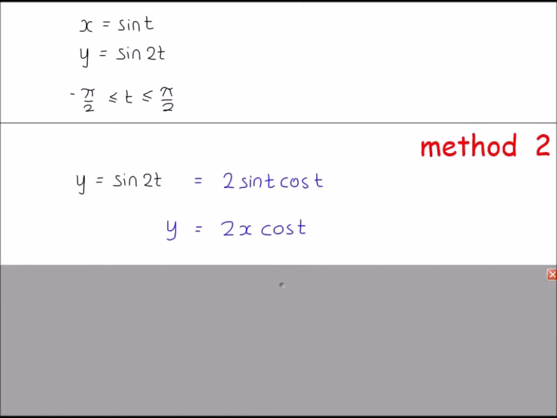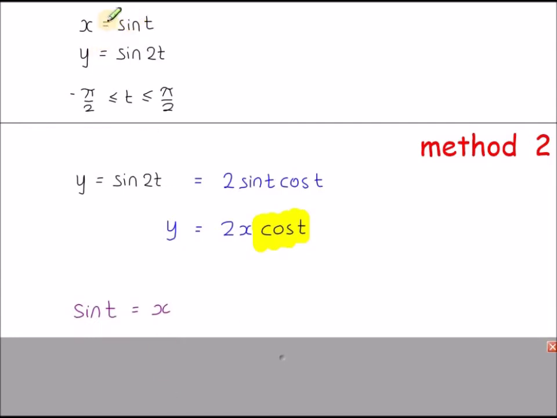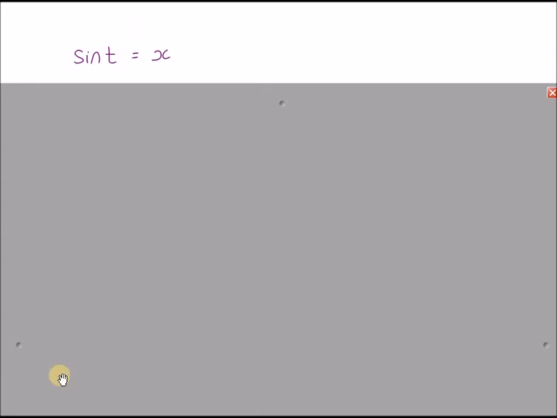Now method 2 starts off the same as method 1 up to here, but how we deal with the cos t term differs. So I'm starting off with sine t is equal to x here. Now sine is opposite over the hypotenuse, so x over 1.